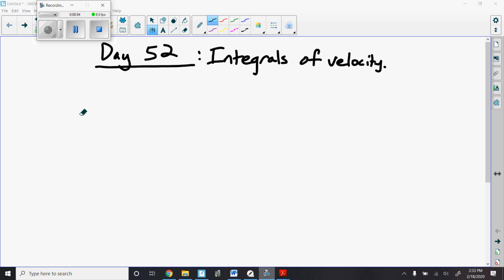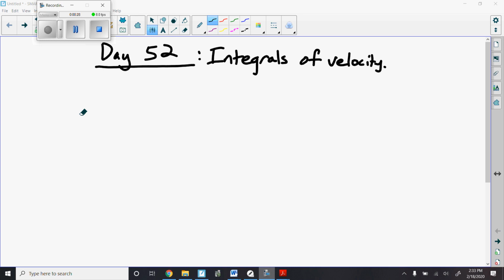Welcome to day 52. Good work with the initial condition plus C. We're going to see that again today a little bit as well. Initial condition plus the integral. Today we're looking at integrals of velocity. What does that mean? What is that? How do we solve problems looking at that?